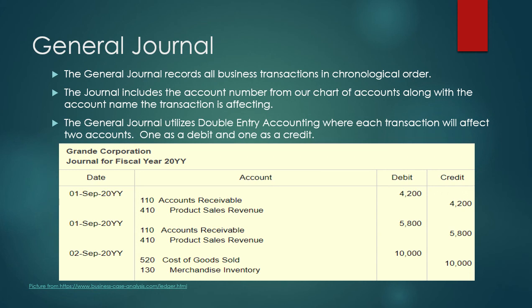If we look here in our example, we notice that each time we have an entry, it's listed for two accounts. Like the very bottom one there, we see that account 520, which is going to be our cost of goods sold, is also listed with a 130 account, merchandise inventory. It looks like here that we sold something for $10,000. So that $10,000 is going to be issued as a debit to that account. And then also our merchandise inventory account is affected because we've lost some inventory or we've sold some inventory. So that is a credit of $10,000.